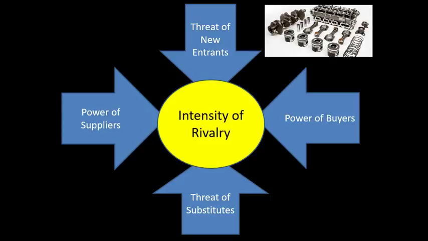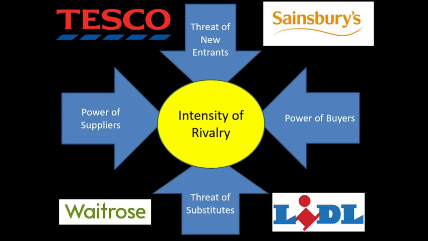So let's have a look at a very different industry, which is the supermarket industry in the UK. Now, in terms of the power of suppliers, well, there are lots of suppliers in the supermarket industry. We've got lots of farmers producing goods. We've got a whole world producing fruit and vegetables and things that we can buy. So there's plenty of suppliers of goods that want to sell to these organisations. So these organisations tend to have a lot of power over their suppliers.